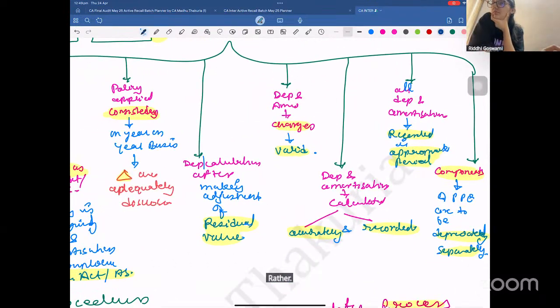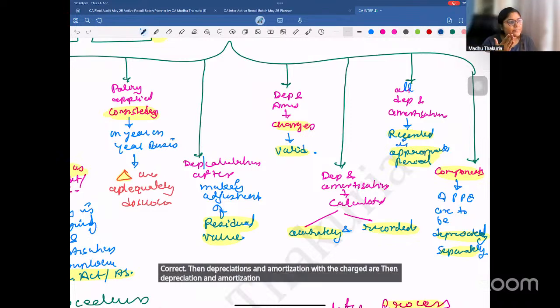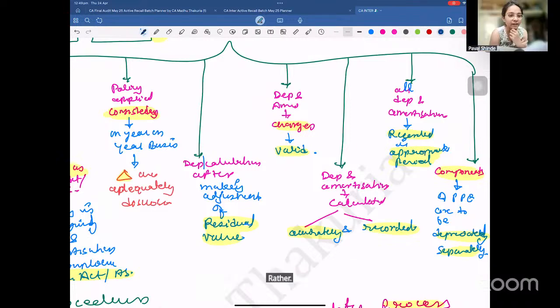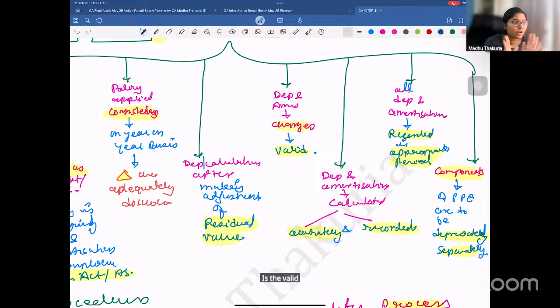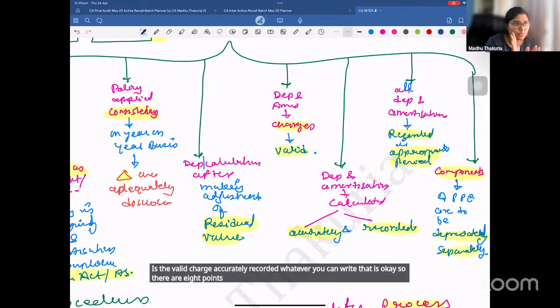Then depreciation and amortization are accurately calculated and recorded. It's a valid charge, accurately recorded. Whatever you can write, that is okay. So there are 8 points. You have to write 5 to 6 points maximum. And valid and accurate recorded, you check at one only. I don't know why they create extra points.